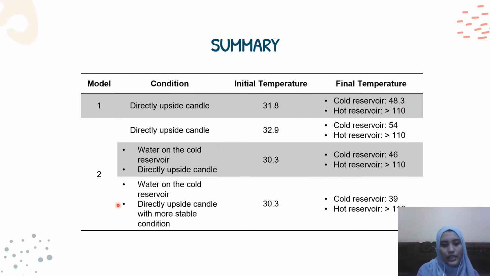And for the second model, we have three different conditions. First is having the candle directly touching the hot reservoir. The second one is placing the candle directly downside of the Stirling engine, with water applied on the cold reservoir. And the third one also has water in the cold reservoir, and we have a specific place for the candle, so the heat is more stable and it is not directly touching the Stirling engine.